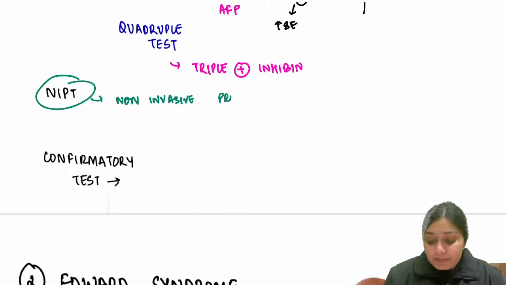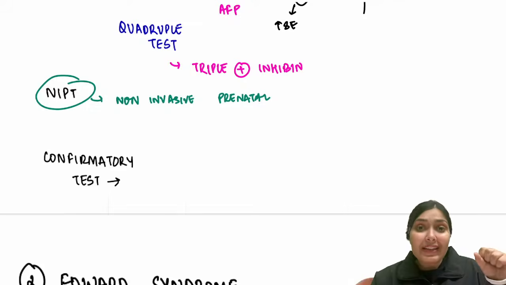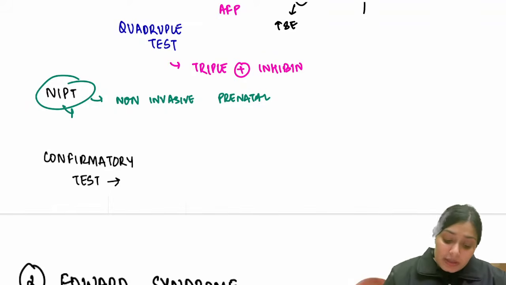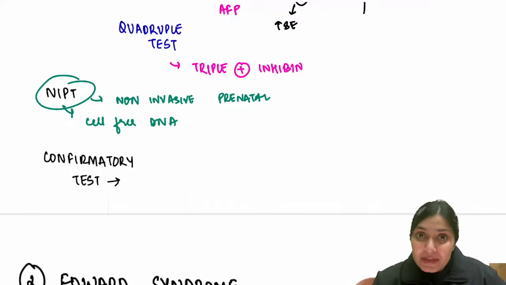prenatal testing. What do we do? We just take a blood sample of the mother, and the mother's blood would have certain cell-free DNA of the baby, and by picking up that DNA, we can pick up the chromosomal problems. So in this, we use cell-free DNA from the mother. So it is very non-invasive. You don't have to poke the baby to take the DNA sample. We're just poking the mother and taking the cell-free DNA out of it.